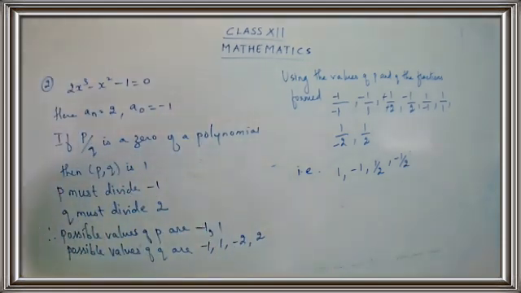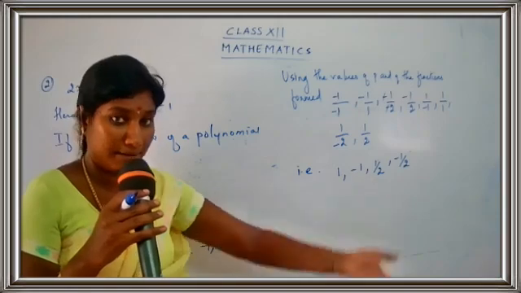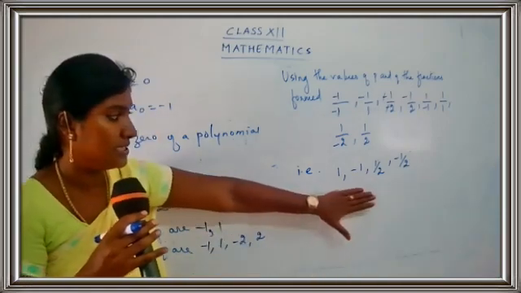So write down here, using the values of p and q, the fractions formed are minus 1 upon minus 1, minus 1 upon 1, minus 1 upon minus 2, minus 1 upon 2, 1 upon minus 1, 1 upon 1, 1 upon minus 2 and 1 upon 2. So when you just simplify it, you get 4 values and again you get the same 4 values. So no need to take the repeated values, just take the possible values.